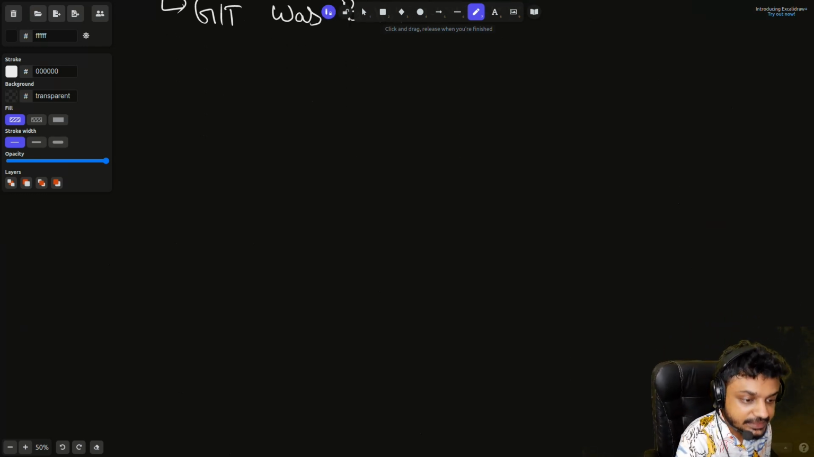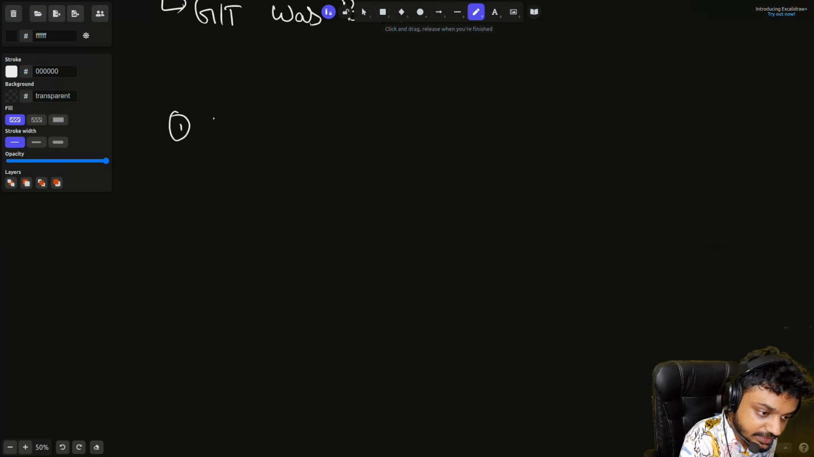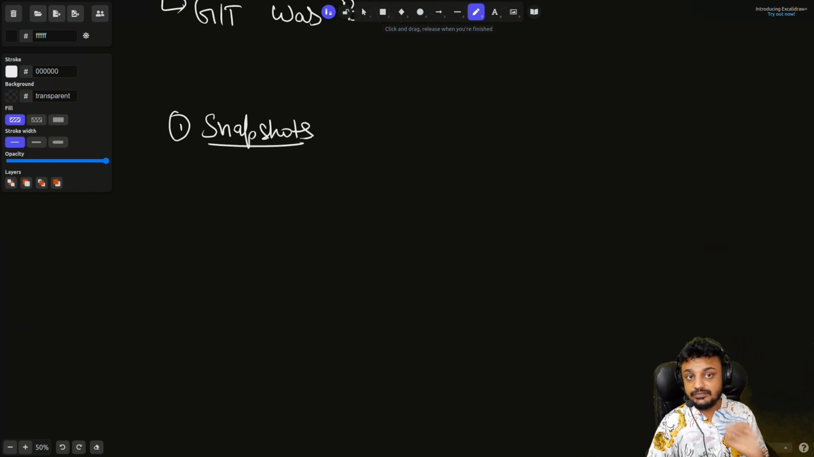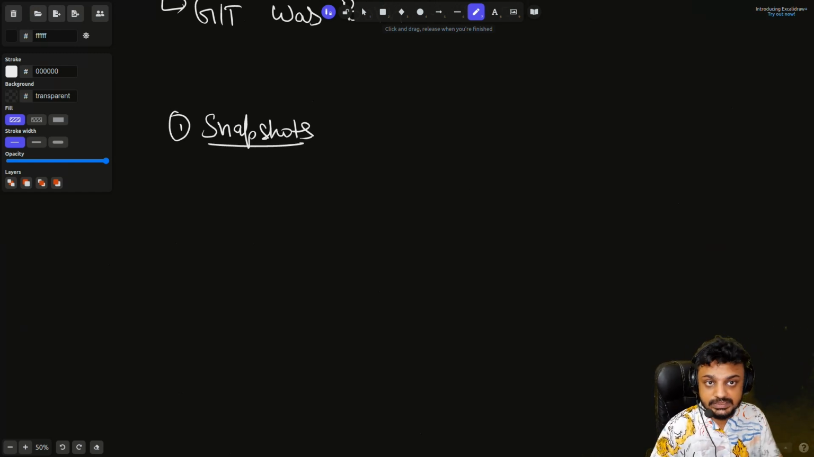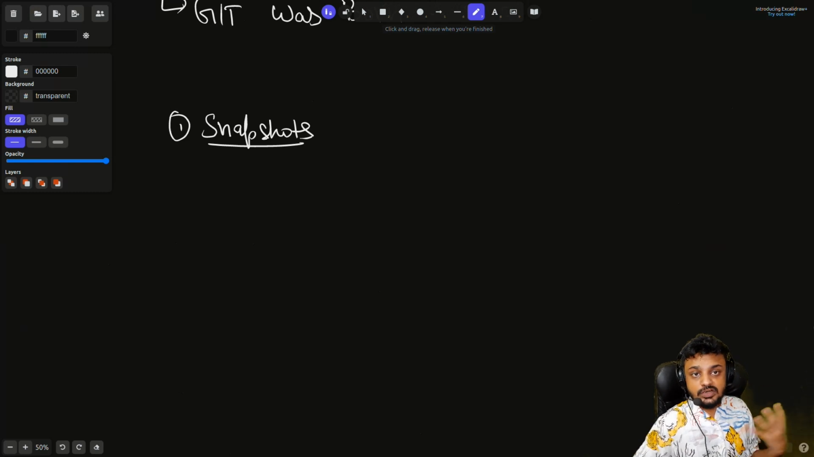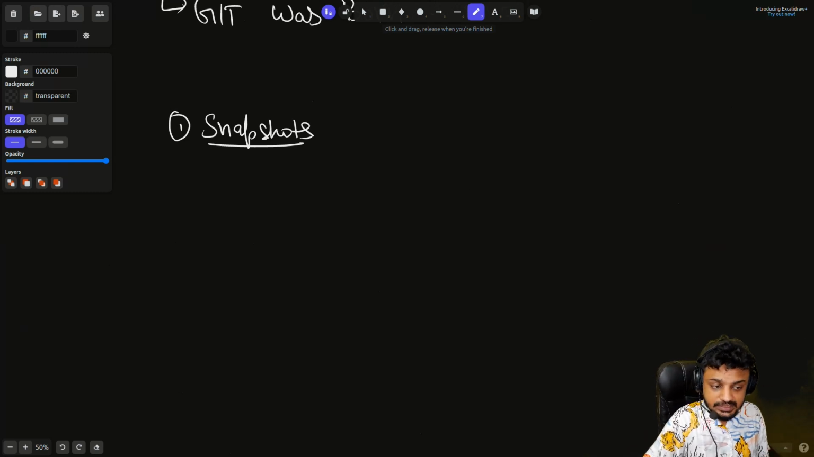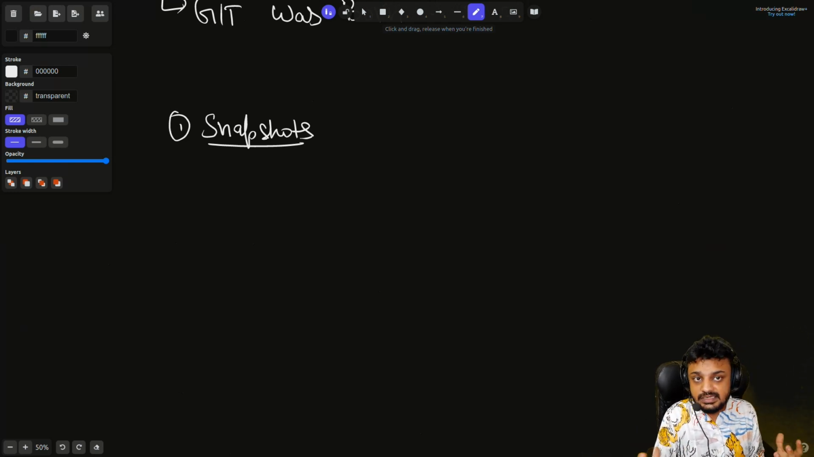The first thing is snapshots. That is the very first reason why it is different from other version control systems. Most of these other version control systems keep track of their files in the form of a list of changes that are made to a particular file.